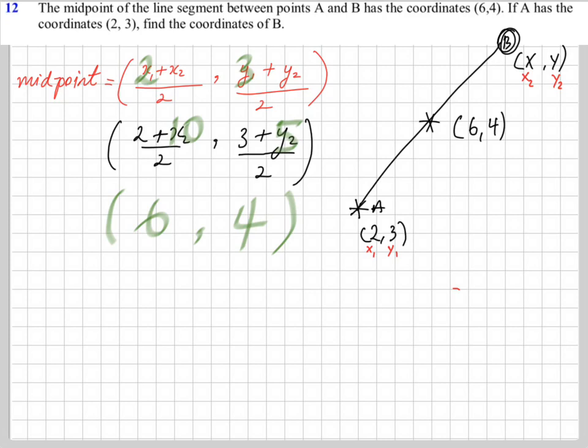So, having said that, I'm going to write my x2 is equal to 10 and my y2 is equal to 5. Now we could have just written this in an algebraic formula, which is 2 plus x2 over 2 is equal to 6, and eventually simplify it until you get x, and the same with the y. So we know our coordinate for B is 10, 5.